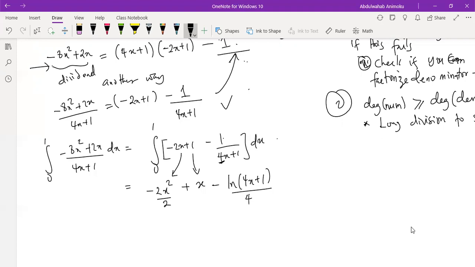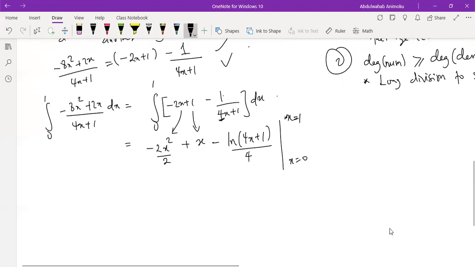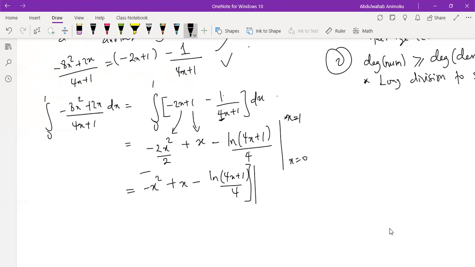Okay, now that will be ln of 4x plus 1 over 4, and we're going to evaluate all of this at x equal to 1, x equal to 0. So this gives us minus x squared plus x minus ln of 4x plus 1 over 4. Now we are evaluating all of this, don't forget, at x equal to 1, x equal to 0, so it's nice to put brackets around this. Okay, now finally, let's evaluate this.